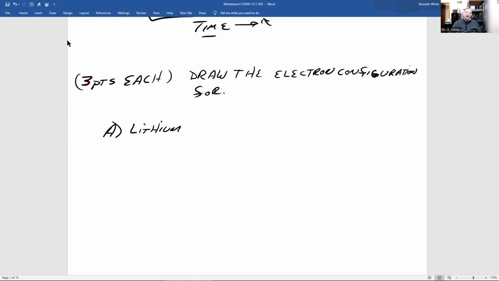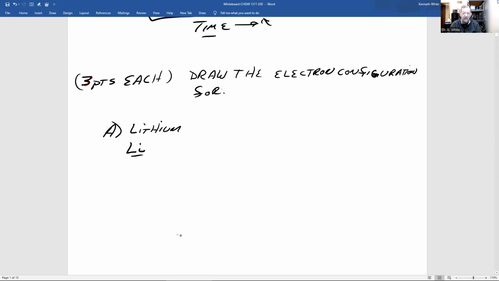Sometime in the future, like soon, you'll see on a piece of paper that you print out or on the PDF file a question, 3 points each. Draw the electron configuration for, and one of them is lithium. Well, how do you do that? Well, electron configuration is for all of the electrons in an atom. Well, lithium has the chemical symbol Li. You don't have to use that, but I'm showing it to you.